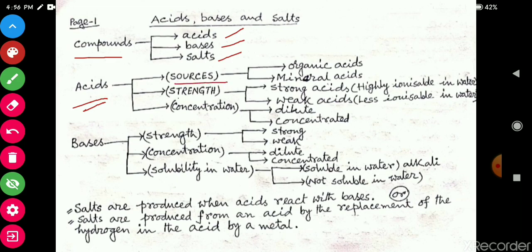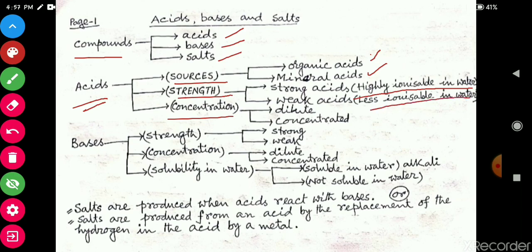sources, strength and concentration. On the basis of source, acids can be classified as organic acid and mineral acid. Organic acids have sources in plants and animals. Mineral acid sources are minerals. On the basis of strength, there are strong acids and weak acids. Strong acids are highly ionizable in water, and weak acids are less ionizable in water.